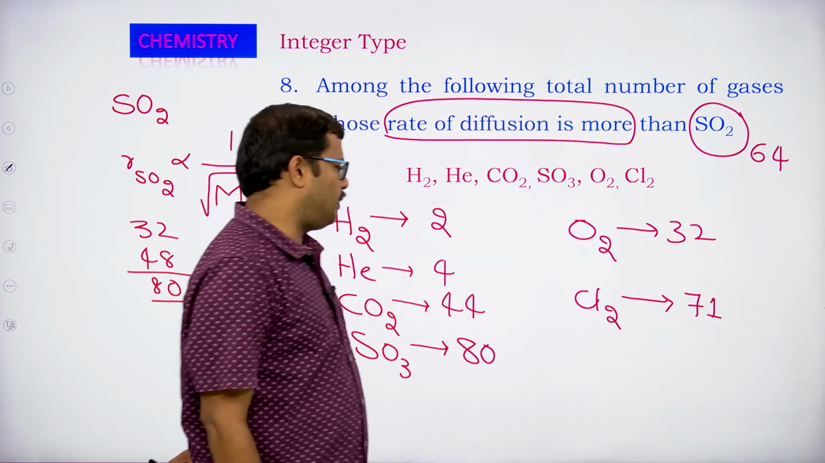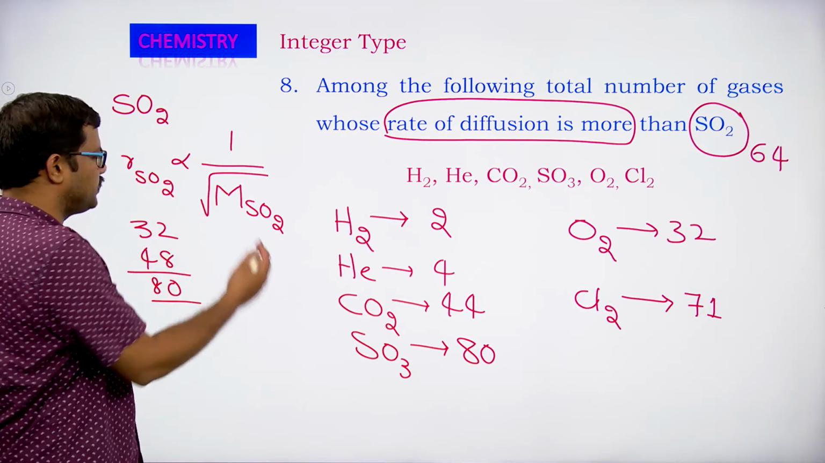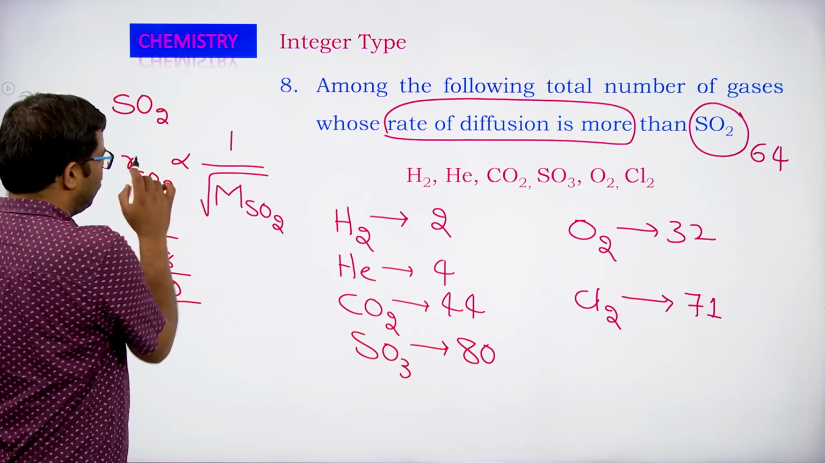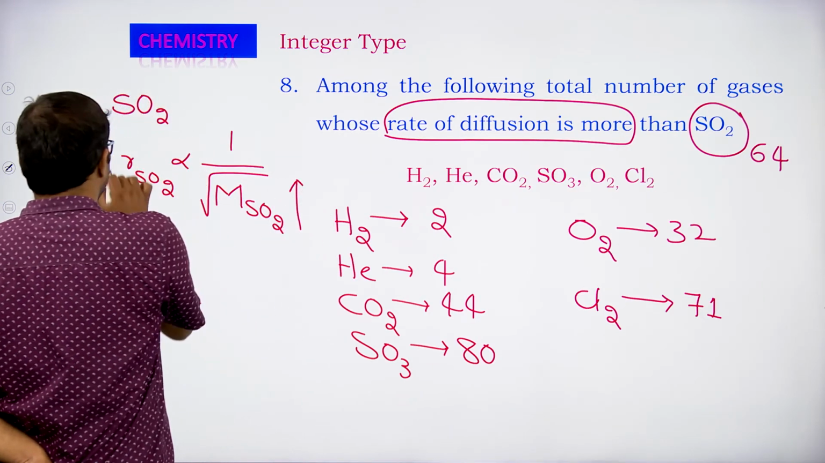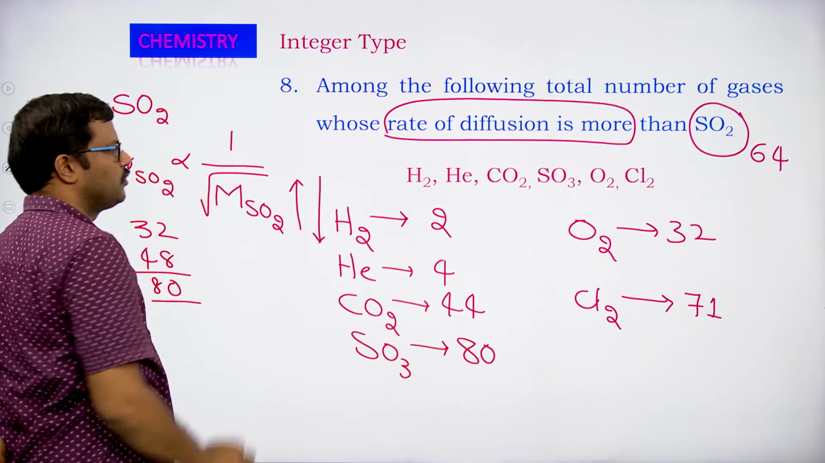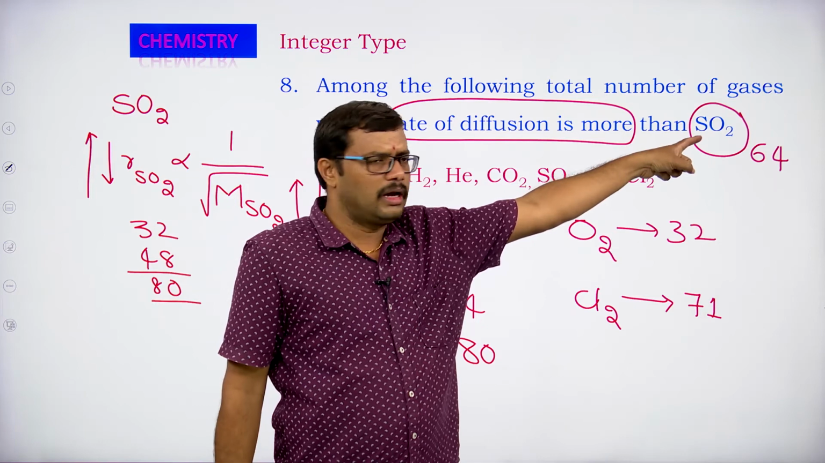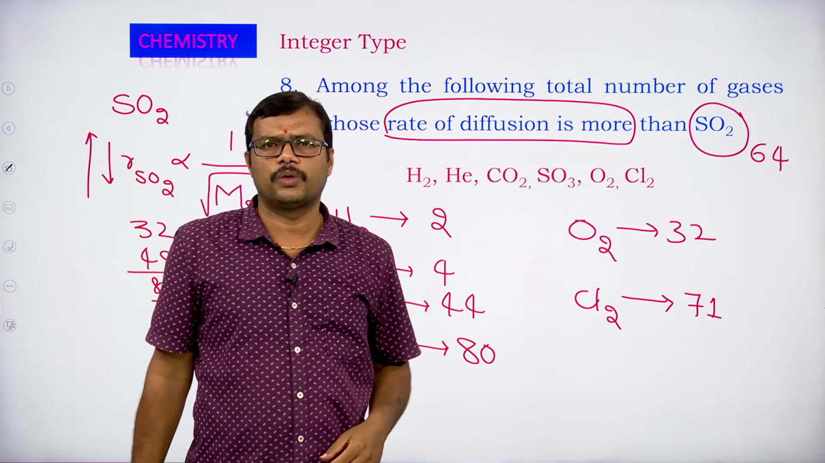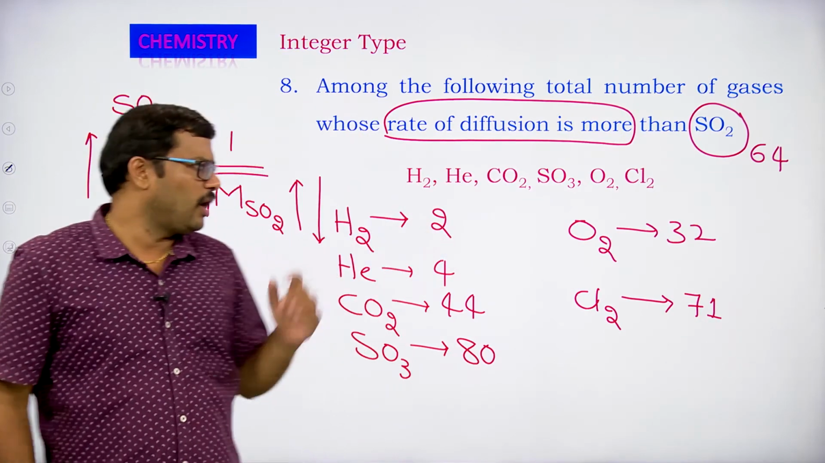So when you observe the molecular masses of these gases and rate of diffusion, generally molecular mass and rate of diffusion are inversely proportional. If the molecular mass is more, the rate of diffusion will be less. If the molecular mass is less, the rate of diffusion will be high. So what do we have to choose? We have to choose those gases whose molecular mass is less than 64.